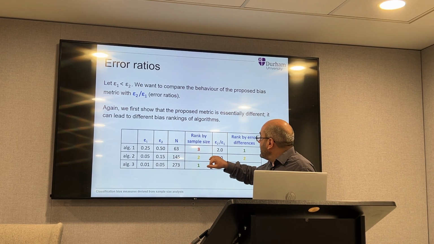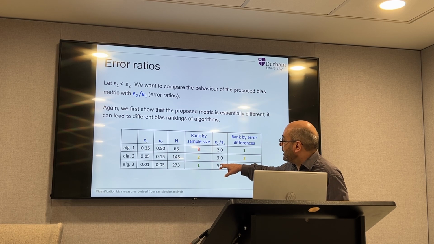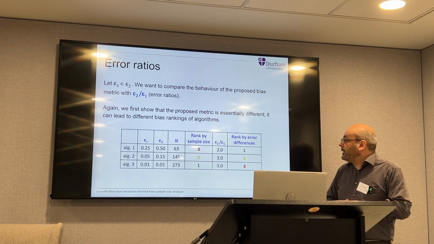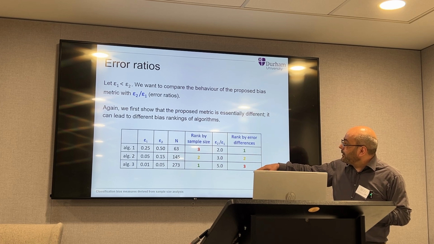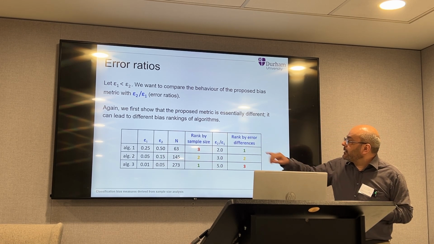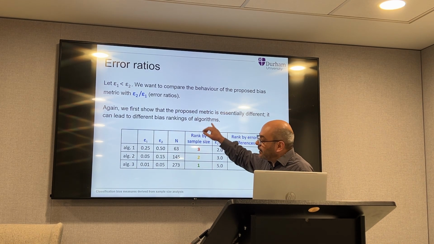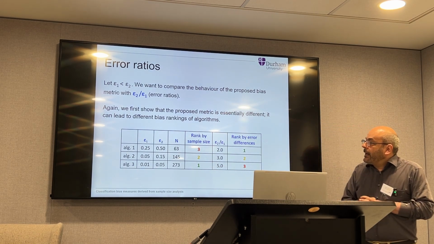You can see here, this is 2 times more likely to have error. This is 3 times. This algorithm is 5 times more likely to have an error. So they are 1, 2, 3 by error. Oh, this is by error ratios here. That's a mistake. Again, if you run our example, you find the opposite ranking.